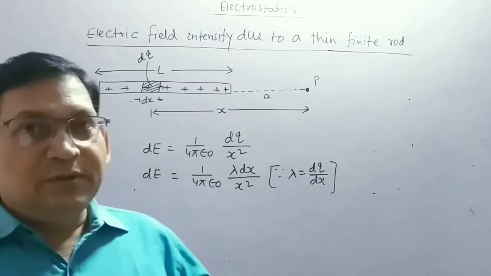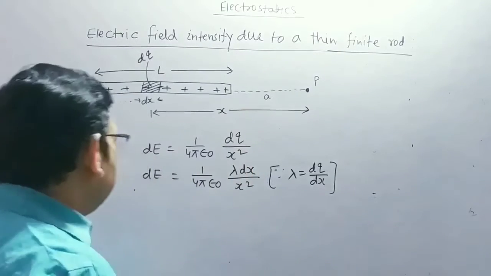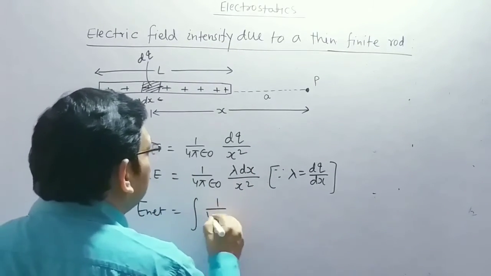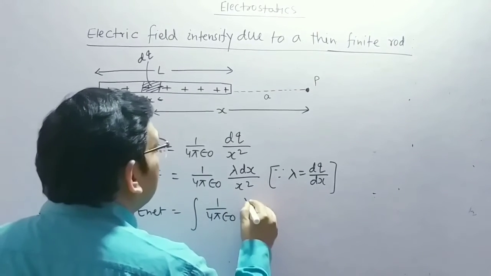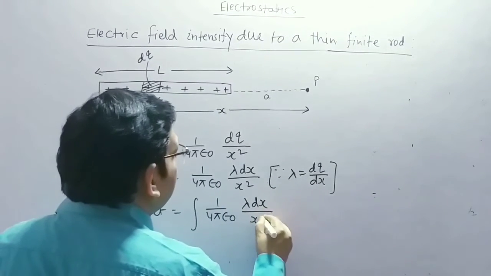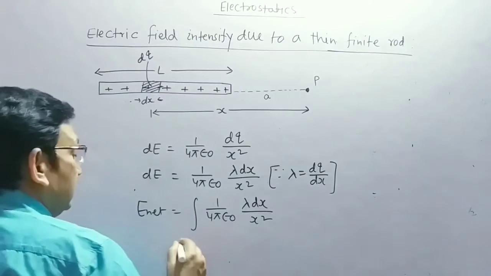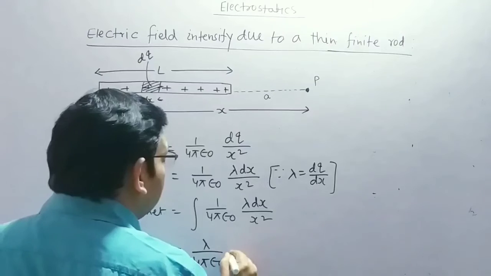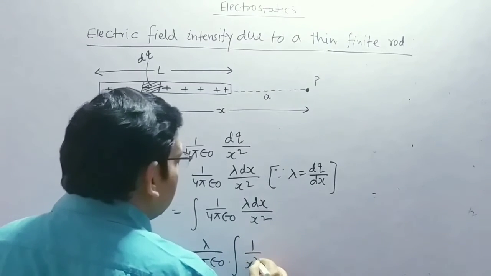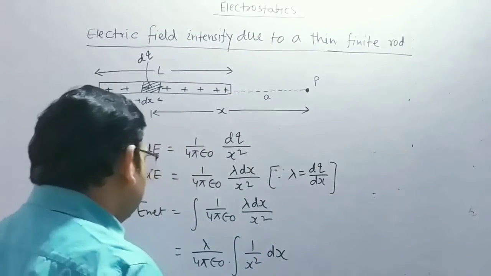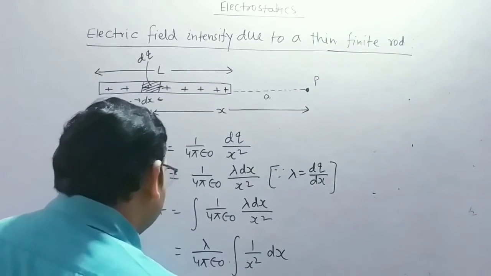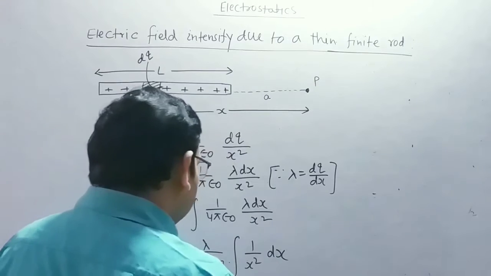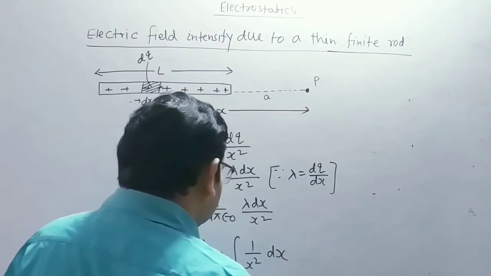So for the total field at P, we need the integration. So let's integrate this one. The net electric field is the integration of this term, lambda dx by x square. Take the constant terms outside. What are the constant terms? Lambda is constant, 4 pi epsilon is constant, and we have the integration of 1 by x square dx. So lambda by 4 pi epsilon. All of you know the integration of 1 by x square dx is minus 1 by x.